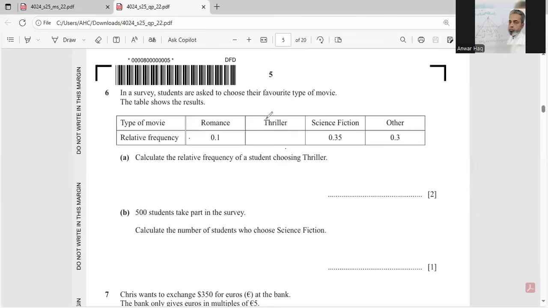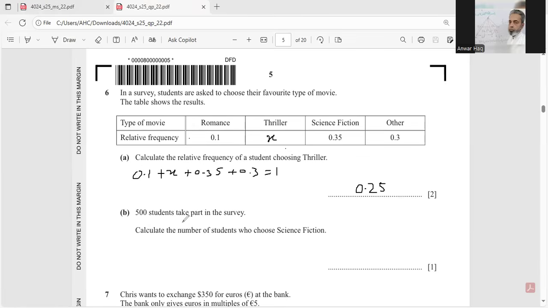This is question 6 now. In this, calculate the relative frequency of the student choosing thriller. So here you will write x. The sum of the probabilities is always 1. So when you add these, you will put it equal to 1. 0.1 plus x plus 0.35 plus 0.3 is equal to 1. So your answer will be, I think, 0.25. You can use your calculator.